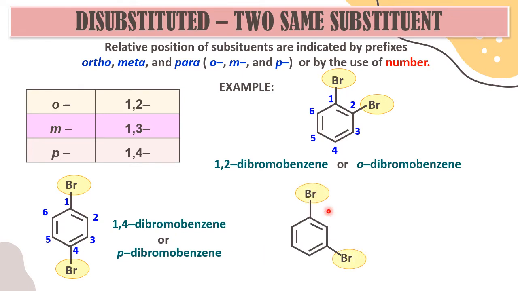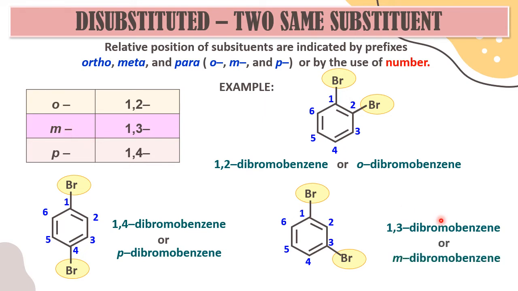And then lastly, I have another structure. I still have 2 bromines, so I have dibromo over here. Let's put the numbers. If you look here, the substituents are bromine at carbon number 1 and at carbon number 3. So the IUPAC name is 1,3-dibromobenzene if we use numbers, or 1,3 represents the meta position, so it will be meta-dibromobenzene, m-dibromobenzene. This is how we name a disubstituted benzene with 2 same substituents.